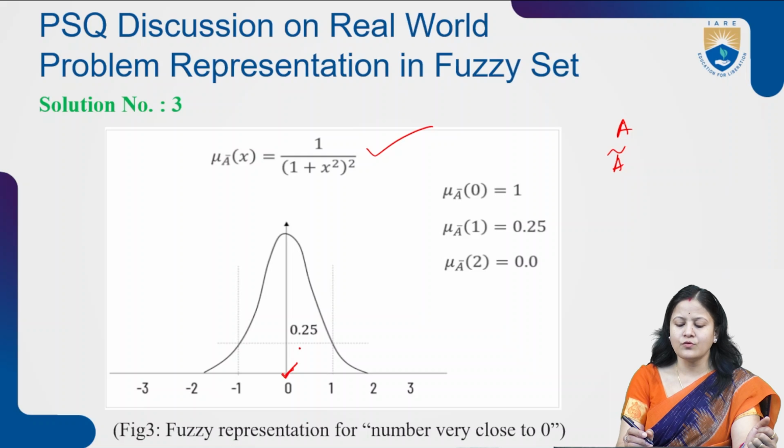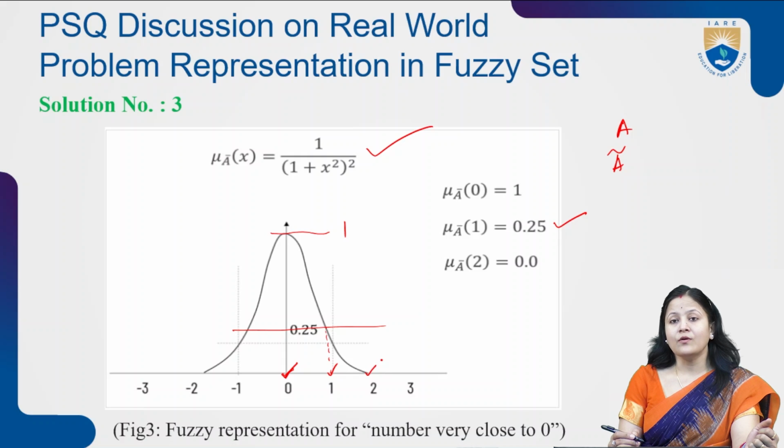When x is equal to 0, insert 0 in this formula and you will get the membership value as 1. If the crisp value is 1, what would be the membership here? Almost here we will get, right? So that is equal to 0.25. If x is equal to 2, then in that case we are getting the membership value as 0. But at 0 it is 1. Same thing for the left side also. Even though it is negative, we will get the same answer.